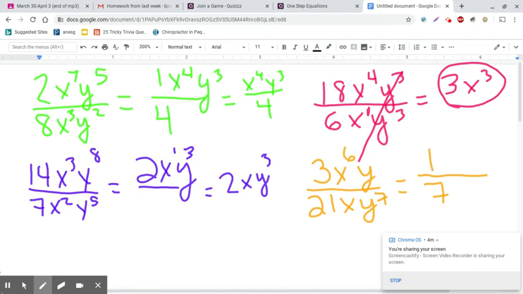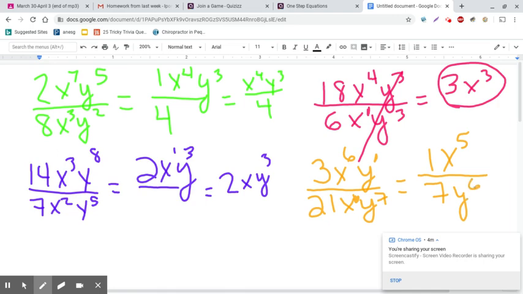Okay, so then we're going to look at our x's. We have x to the 6th over x to the 1st. So 6 is bigger, so our x is going to go on the top. And 6 minus 1 is 5, so x to the 5th in top. Then we're going to look at our y's. Which one's bigger? y to the 7th or y to the 1st? Well, 7's bigger, so our y is going to go in the bottom. And then we're just going to do 7 minus 1, which is 6.